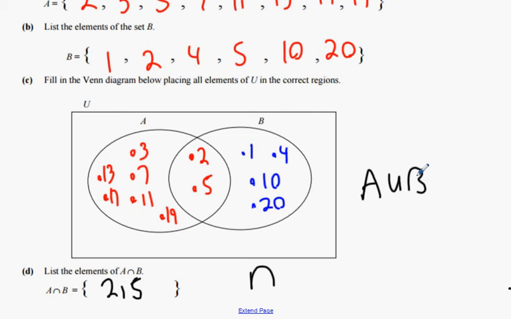Intersection, you have to be both. It's like me saying you have to be a good athlete and a good tennis player. That's intersection. If I say you can be a good athlete or a good tennis player, that means it's union. It's or. You can be both, you can be one or you can be the other. Does that make sense? Hopefully.